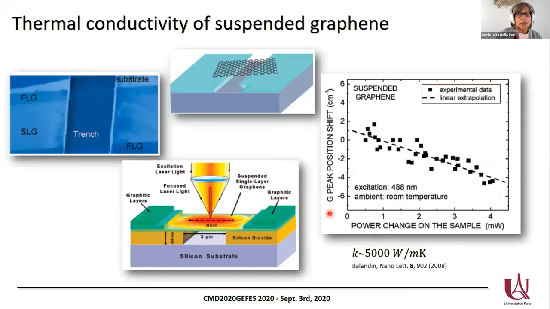As you know, one of the first measurements of the thermal conductivity of single-layer graphene was done by Balandin in 2008 by Raman optothermal spectroscopy on graphene suspended between two contacts, essentially by measuring the G-peak position shift as a function of the power of the laser beam on the sample. By solving the transport equation, the thermal conductivity was extracted, which is really very high, of the order of 5,000 watts per meter Kelvin. This is not so interesting for thermoelectric applications, more for electron cooling at the nanoscale.